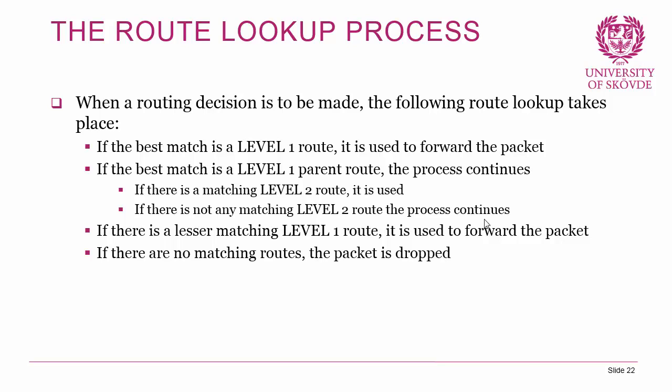If the best match is a level 1 ultimate route, then it will be used to forward the packet. If the best match is a level 1 parent route, then the process continues. If there is a matching level 2 route, it will be used. If there is not any matching level 2 route, then the process continues, looking for a lesser matching level 1 route. If there is one, it will be used to forward the packet. And if there is no matching route, then the packet is going to be dropped.